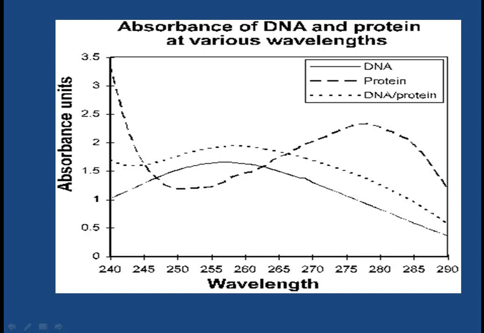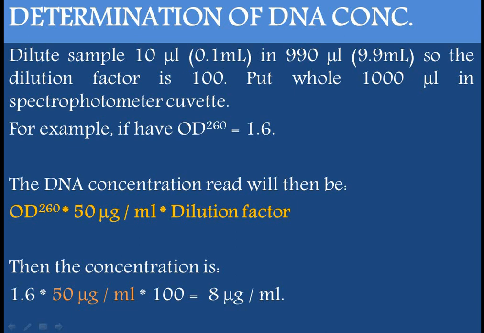From this, the line for DNA indicates that the absorbance is maximum at 260 nanometer. Similarly, the dashed line for protein indicates the absorbance is maximum at 280 nanometer. The dotted line, for DNA contaminated with some proteins, indicates the absorbance is maximum at 260 nanometer.